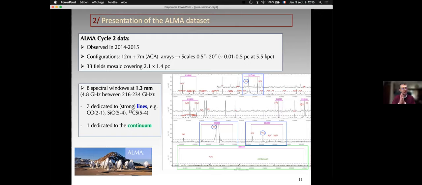So observing distant regions means that we need high angular resolution if we want to really observe the cores. And high angular resolution in the millimeter, we are speaking about ALMA, the ALMA interferometer in Chile. We have used observations from the early ALMA time, in cycle 2, observed between 2014 and 2015, with two configurations of the 12 meter antennas, the extended configuration and the compact configuration. What you can note here is that we are probing spatial scales between 0.01 and 0.5 parsec at this distance.